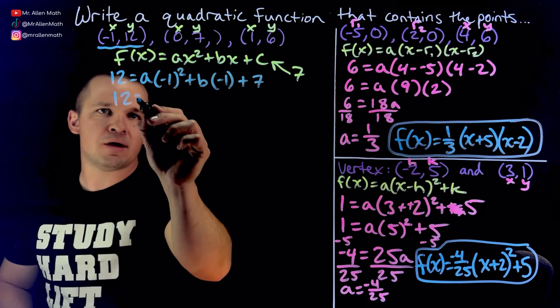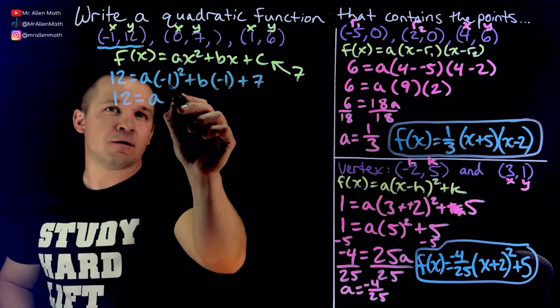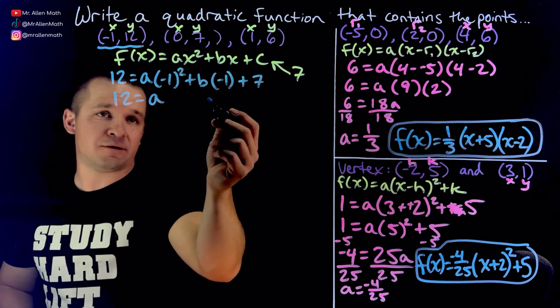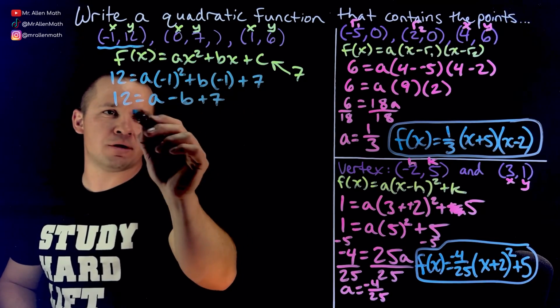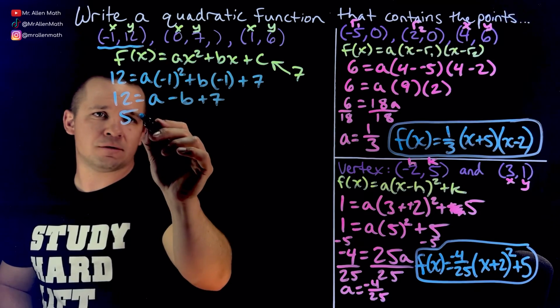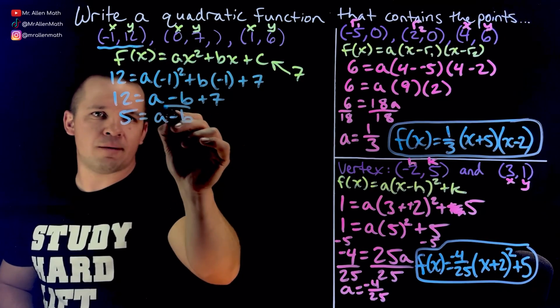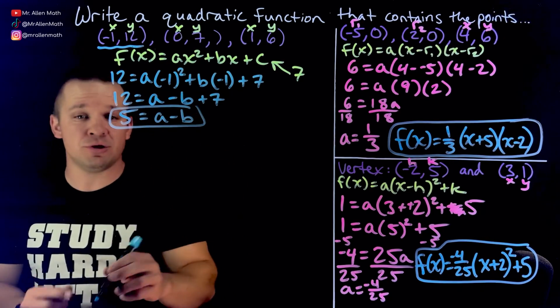So we have 12 equals just a, right? Negative 1 squared is positive 1 minus b plus 7. I'm going to subtract the 7 over. So we got 5 equals a minus b. All right, I'm going to box that for now because we are going to use it.